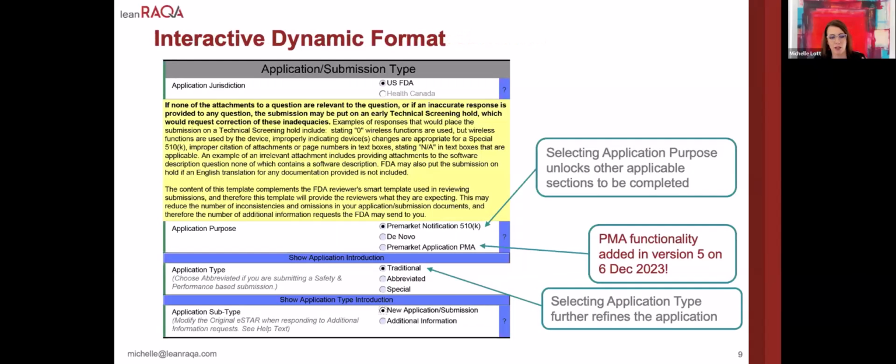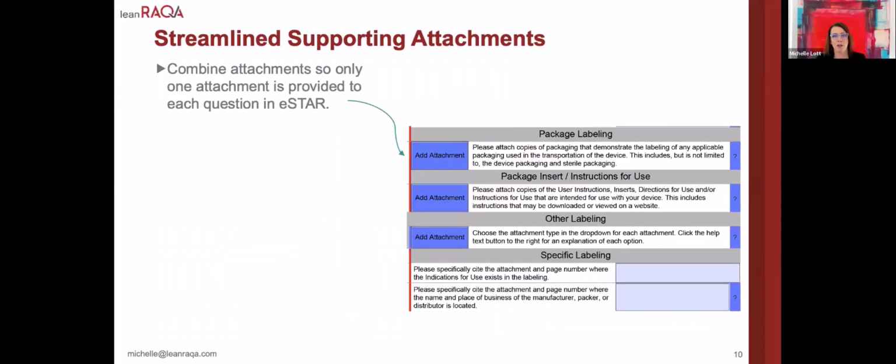And so then it just continues to build custom content based off of your answers to the questions. So you're supposed to streamline supporting attachments, like I just mentioned. You combine attachments so that you only have one attachment provided in eSTAR to each question. So each question will have a section where you can upload an attachment relevant to that section and all of the questions in that section.